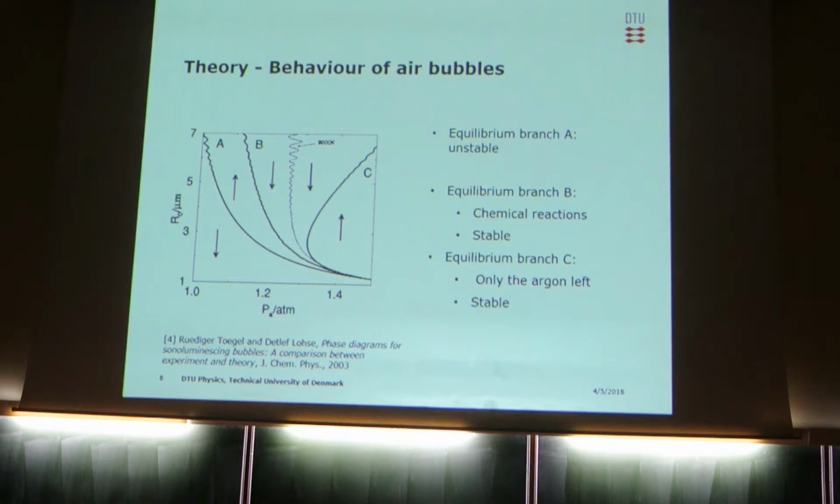So the air inside the bubble undergoes a chemical reaction. The oxygen and the nitrogen react with the water, so they go out of the bubble, and the argon, which is remaining in the water, goes into the bubble. So we have an increase of argon in the bubble, and when you reach this branch, you go onto branch C, and on branch C you have only the argon left.